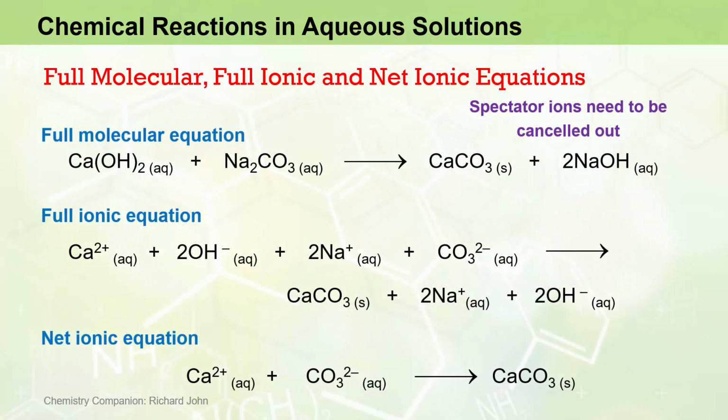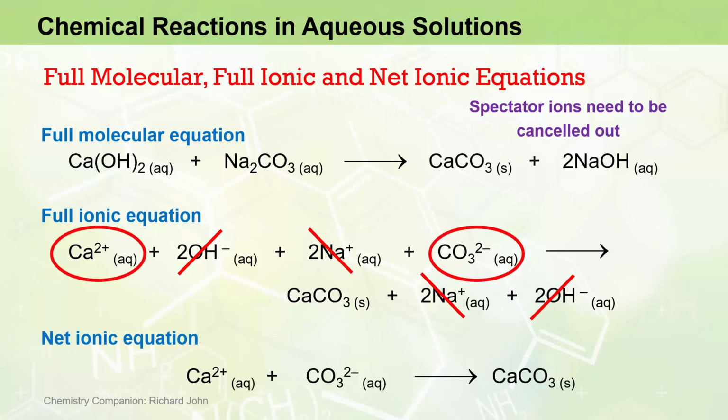So if we go back to the full ionic equation, we can see, for example, that the two hydroxide ions on the left-hand side of the equation undergo no physical or chemical change and appear as dissolved ions in solution on both sides of the equation. We can therefore cancel these ions out on each side of the equation. We can also see that the two sodium ions undergo no physical or chemical change and appear as dissolved ions in solution on both sides of the equation. And so those ions can be cancelled out. In this particular example, the hydroxide ions and the sodium ions are said to be spectator ions. They take no part in the overall net chemical change that occurs.